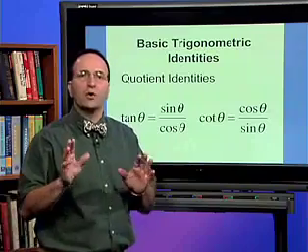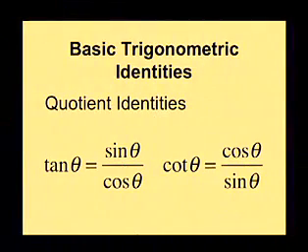Let's start with the quotient identities. The tangent of theta is going to be equal to sine theta over cosine theta, and the cotangent of theta is equal to cosine divided by sine.